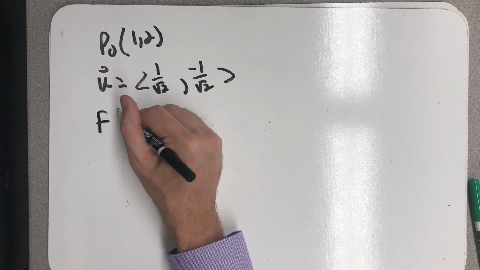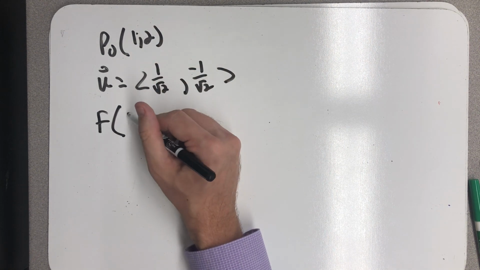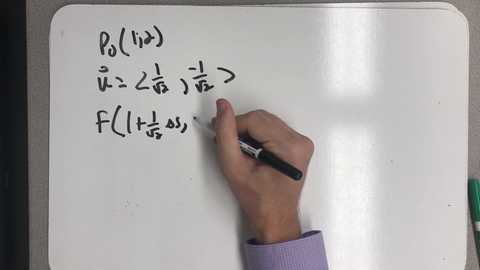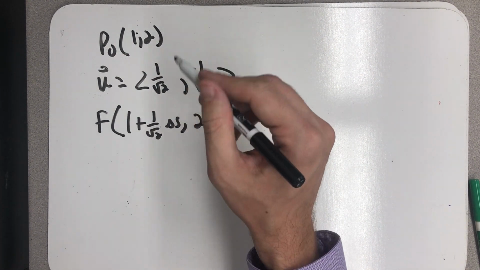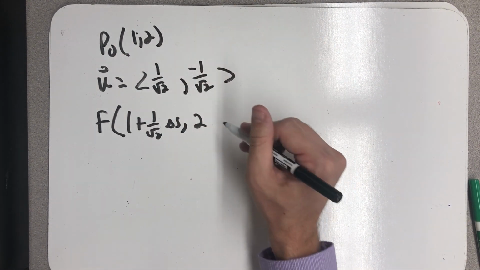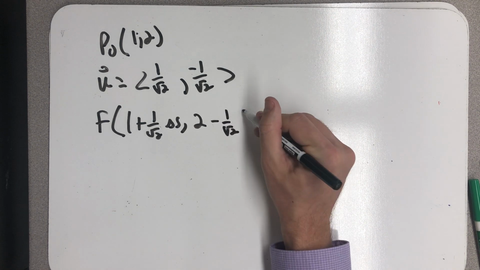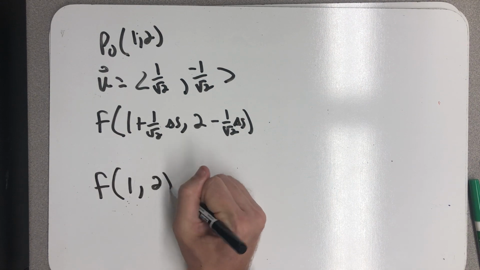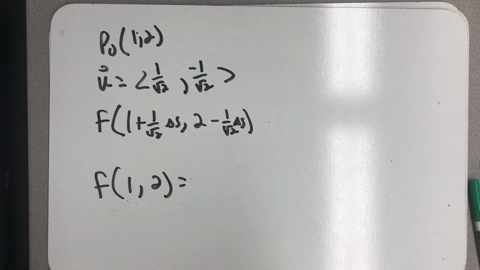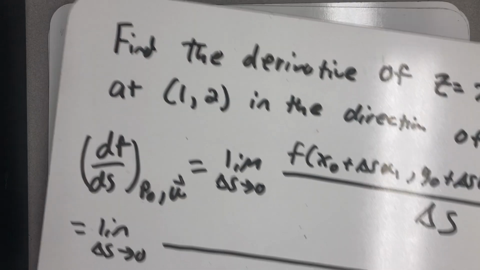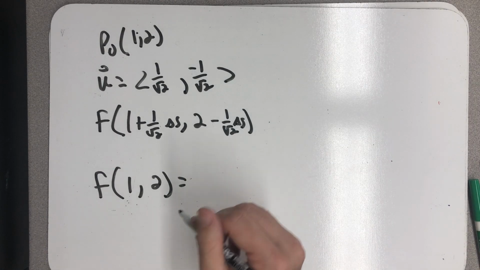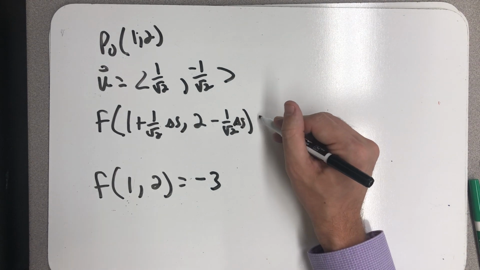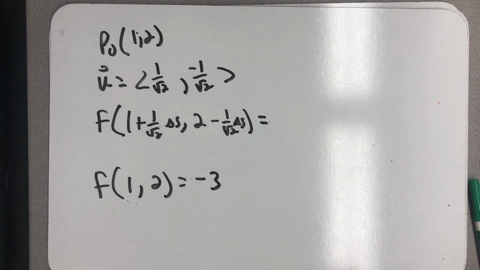So I need to evaluate f of (1 plus 1 over root 2 delta s, 2 plus minus 1 over root 2 delta s). And I also need to evaluate f of (1, 2). Well, let's do this part first. So my function z equals x squared minus y squared. So 1 minus 4 is minus 3. And then this one's going to take just a little more work.